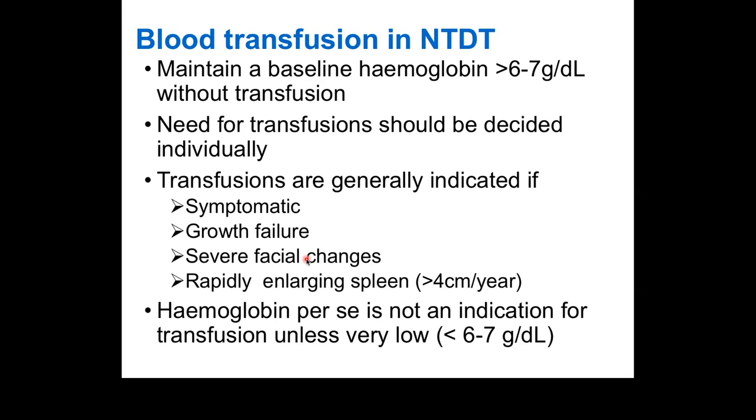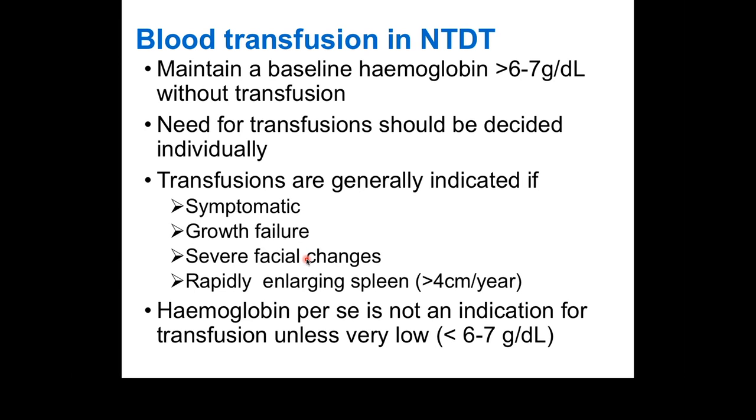As opposed to transfusion-dependent thalassemia, the transfusion therapy for non-transfusion-dependent thalassemia is a bit different, and it's not very clear-cut. Therefore, many patients with non-transfusion-dependent thalassemia, especially patients with hemoglobin E beta thalassemia, will have certain problems. As I have already mentioned, these patients can maintain a baseline hemoglobin between 6 and 7 without transfusion. Therefore, need for transfusion should be decided individually.